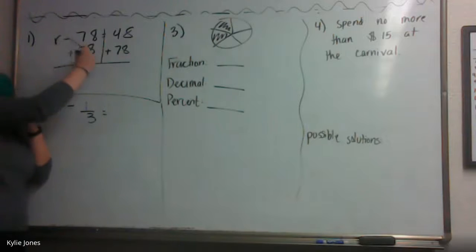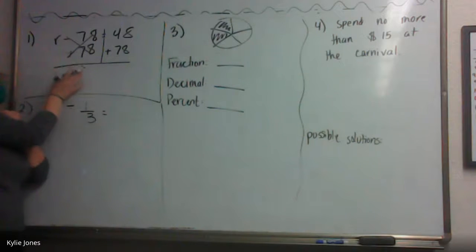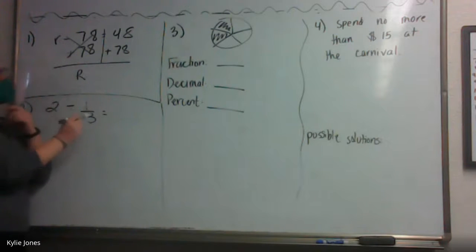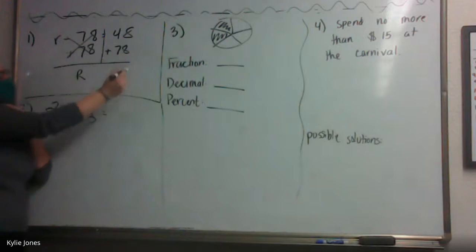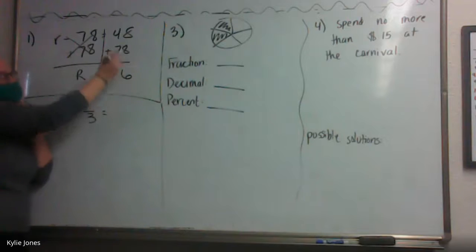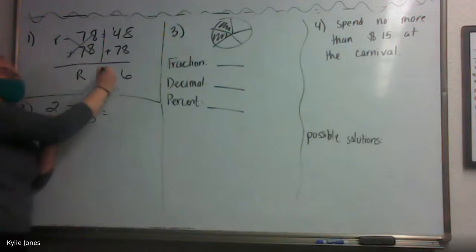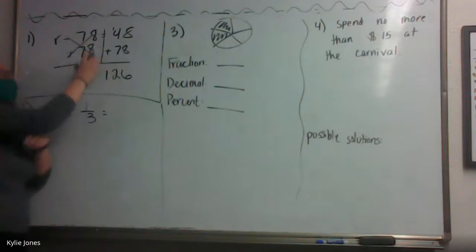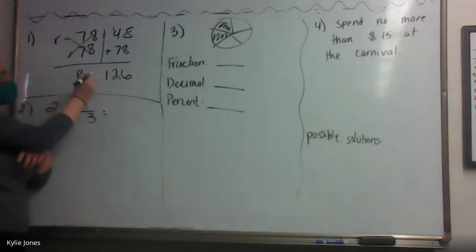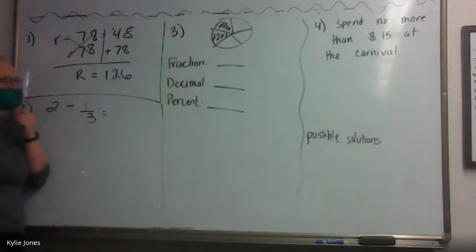What happens with negative 78 plus 78? It becomes 0 and cancels out. So what am I left with on this side of my equation? Just the R. Then we can do our addition. What's 8 plus 8? 16. Carry 1. 1 plus 4 plus 7 is 12. And what do I drop down in between? Equals. So R equals 126.